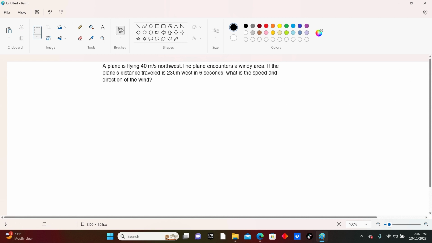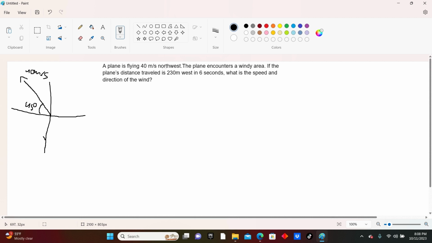So doing these types of problems can be really simple by making a coordinate plane. If I make a coordinate plane where positive x-axis represents east, negative represents west, positive y represents north, and negative y represents south, we can just make a vector. So 40 meters per second northwest will be going this direction, and let's label it 40 meters per second. And keep in mind, whenever it says northwest, southeast, northeast, something like that, it implies that the angle between the horizontal and the vector is 45 degrees.